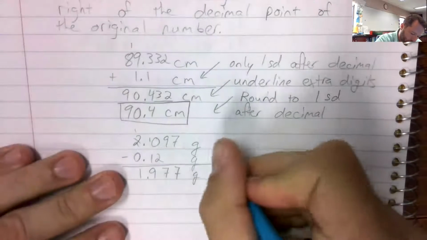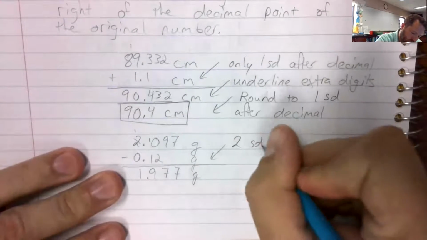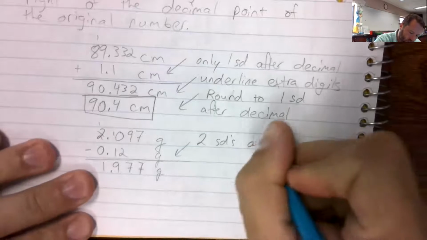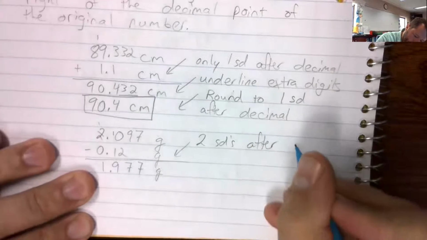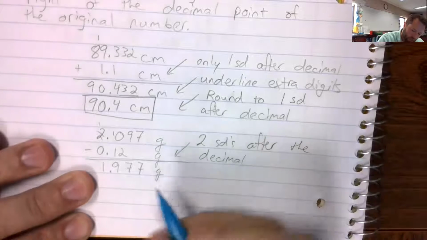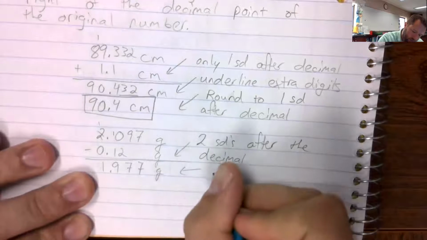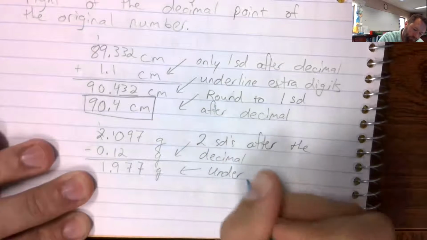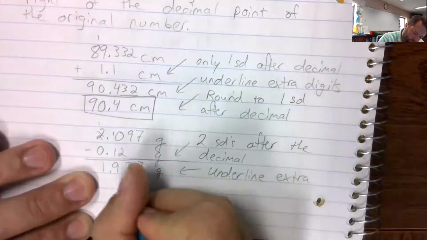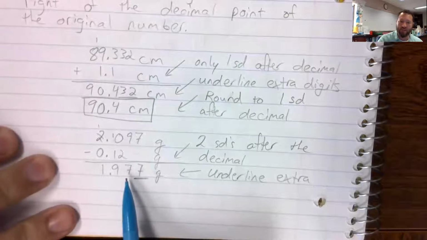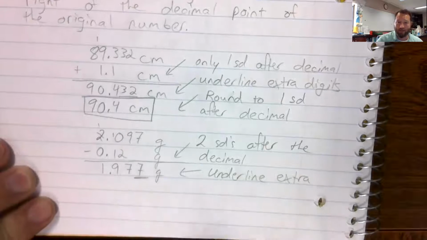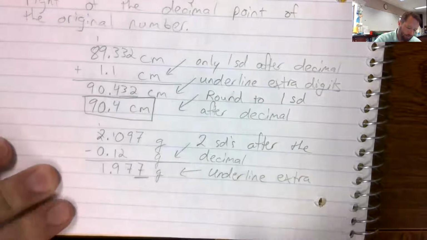Next step, 2 significant digits in this value here, the 0.12, 2 significant digits after the decimal. So I underline my extra digit. I want the 9 and the 7. There's my first 2 digits after the decimal. I'm going to underline that last 7. It is not significant.